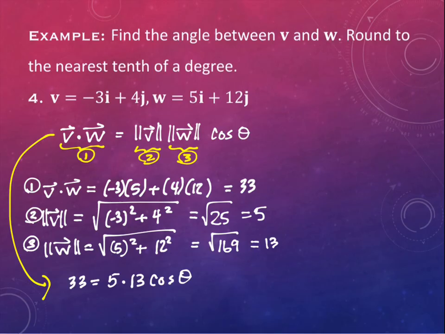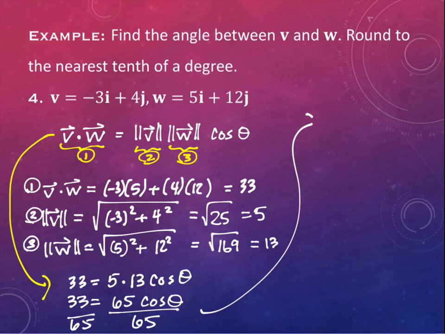So if you would like, somebody tell me what 5 times 13 is. Do you know? It's 65, yeah. So this is 33. I have 65 cosine of theta. And then just like Isaiah said, we want to get the cosine of theta alone, so we will divide by our 65. So we have the cosine of theta equals 33 over 65.